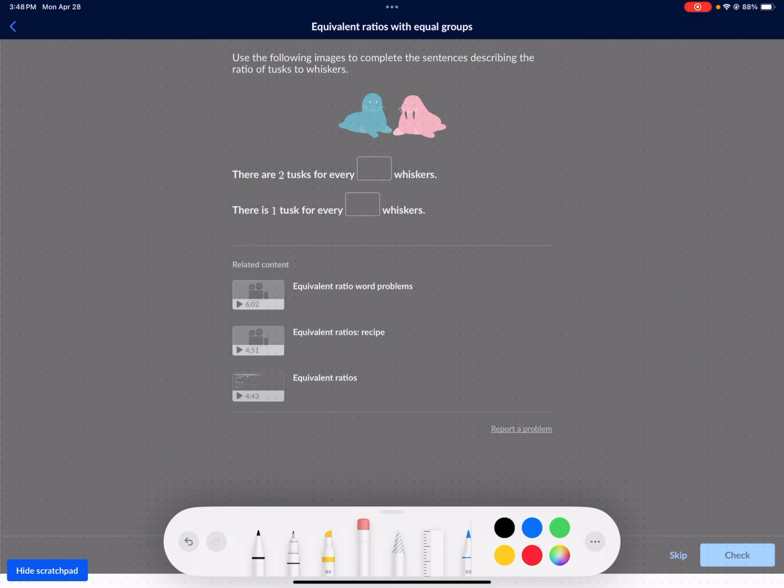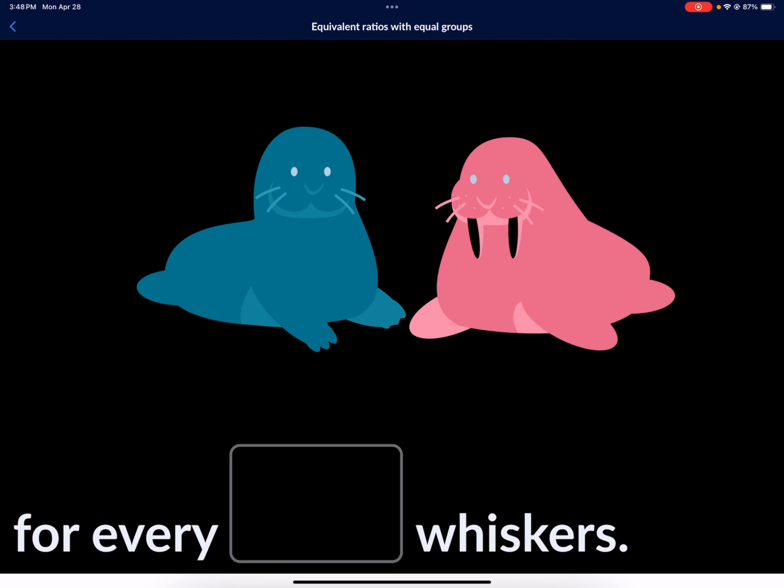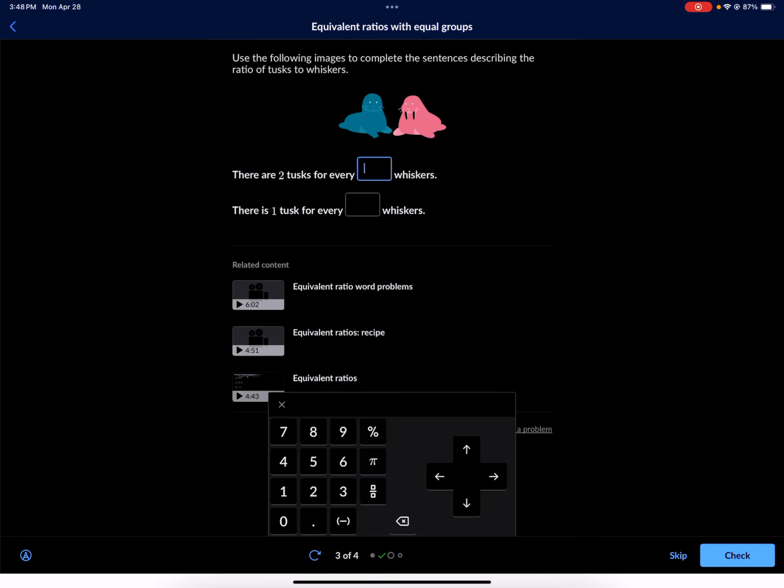So let's see if I can. I can't zoom in. Awesome. So let me zoom in here. How many do we have? Well, I know you can't see me, but 1, 2, 3, 4, 5, 6, 7, 8. So 2 tusks for every 8.